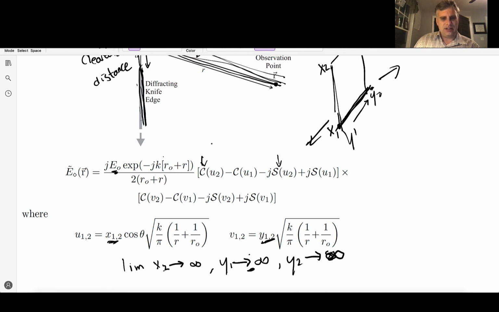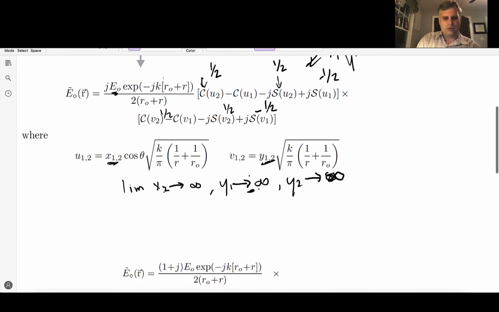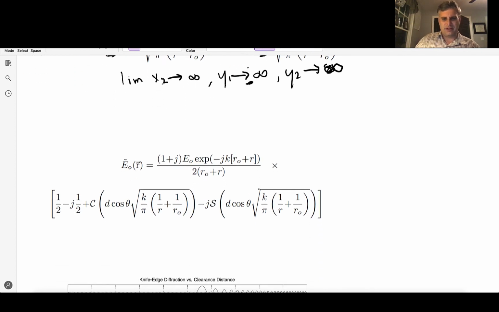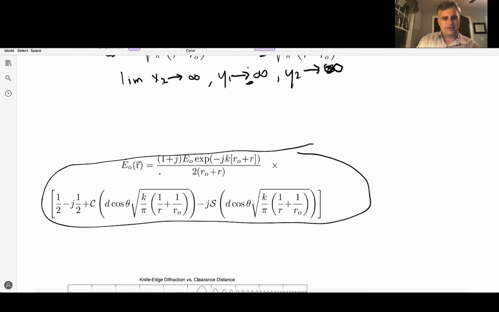So what this means is that these guys will all go to positive or negative 1/2, depending on the sign of the argument. Let's see, should be minus infinity here. So when we do that, this is what we're left with. We have our standard propagating wave expression, but then there's this 1/2 minus j 1/2 cosine integral with this algebraic argument, and the sine integral with this identical algebraic argument.